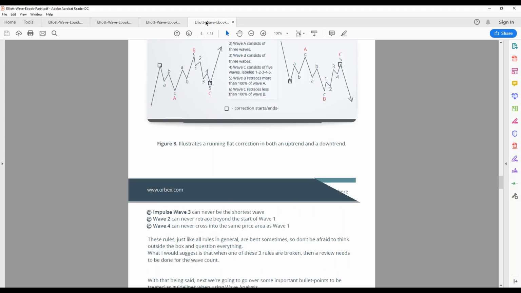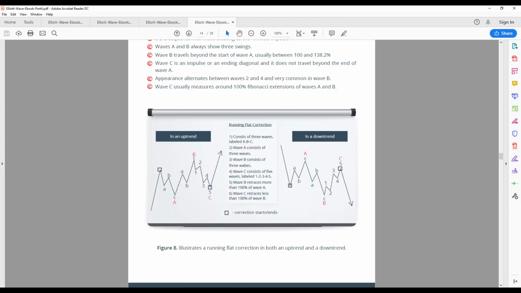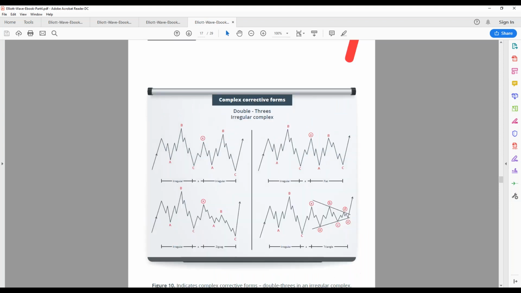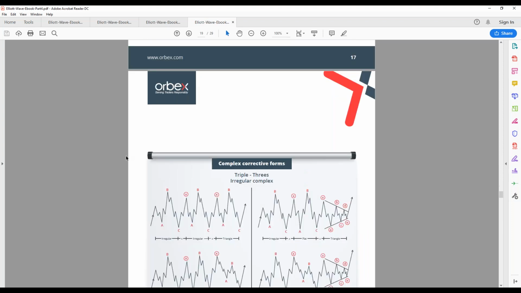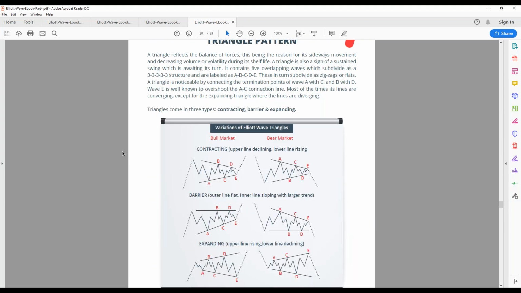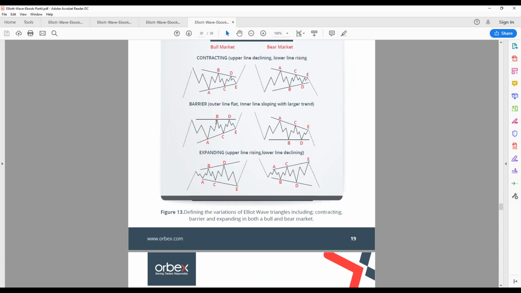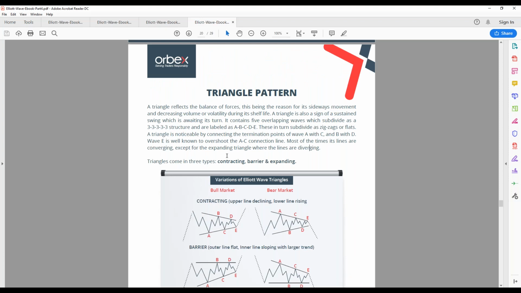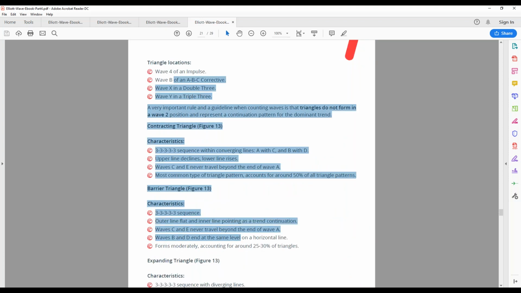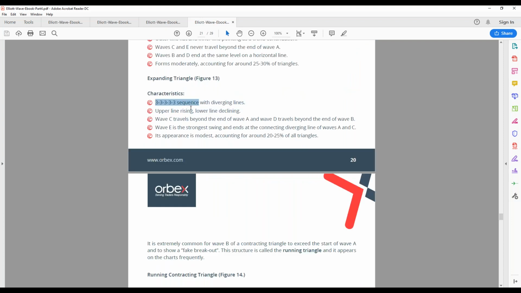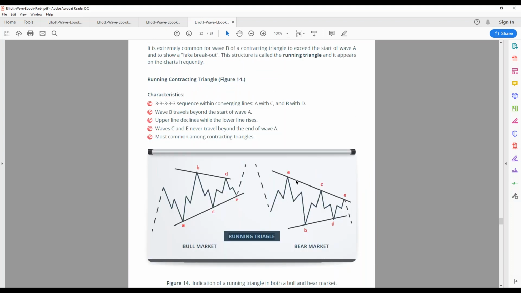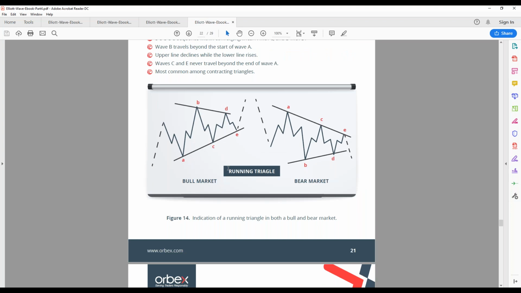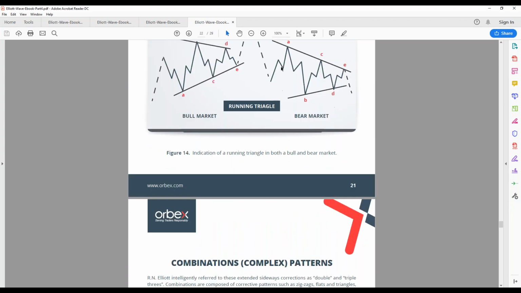So let's continue with this part 4. Running flats and then complex, how they act as a bridge for combinations. As you can see, a triple three right here in a triple flat. Then the triangles, the types of triangles. You can find this mostly everywhere, but not the way I'm explaining them right here, and the way they're located, the sequence of it. These things are quite important. And the most common triangle these days, which I've noticed, is the running triangle. I'm very glad when this occurs, especially in a wave 4.